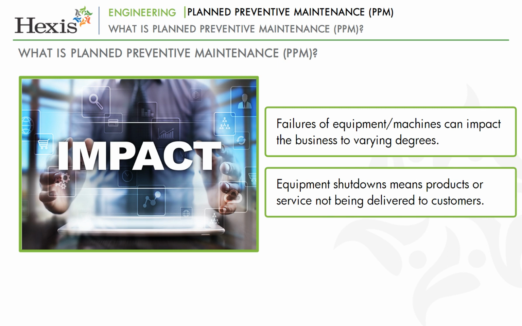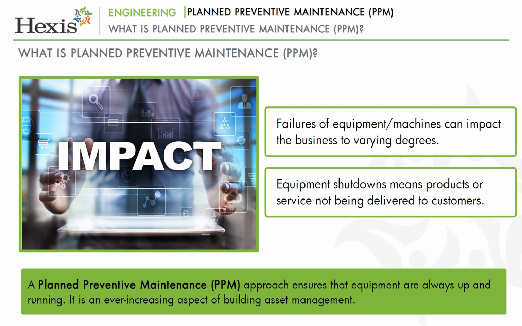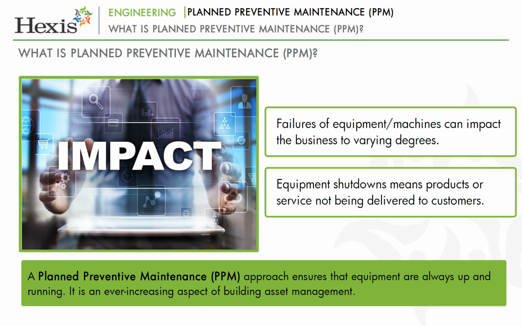Equipment shutdowns mean products or services not being delivered to customers. So, it is important to keep them up and running. Waiting until a piece of equipment shows signs of trouble can seriously impact production. This in turn impacts the bottom line of the business. To combat this, a planned preventive maintenance, PPM, approach is used.